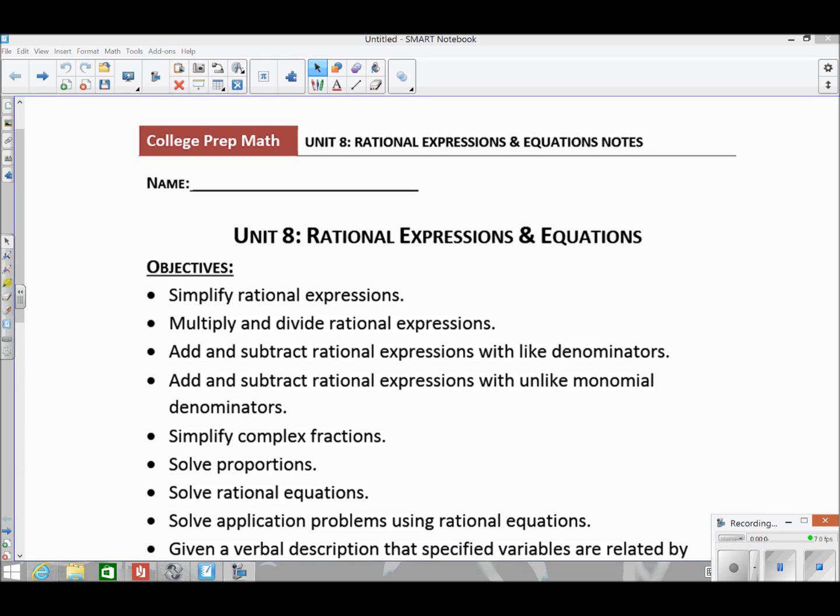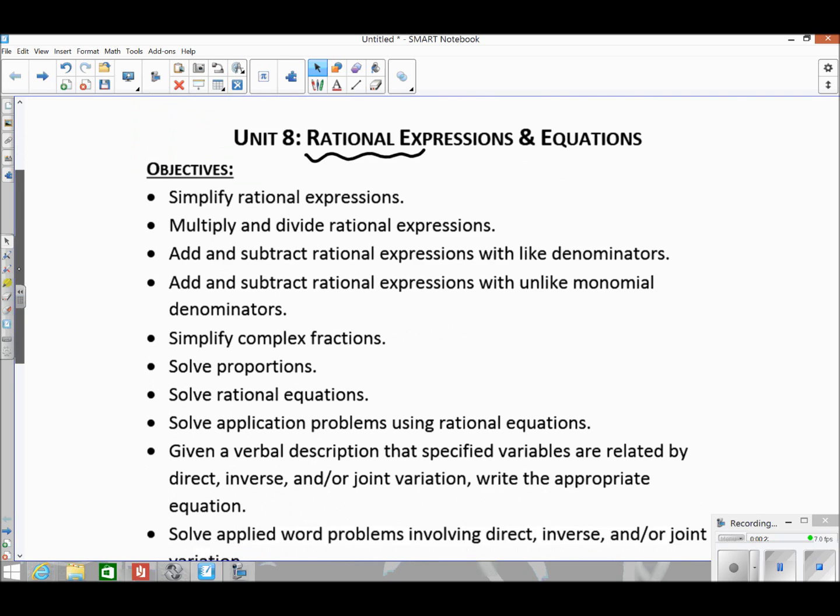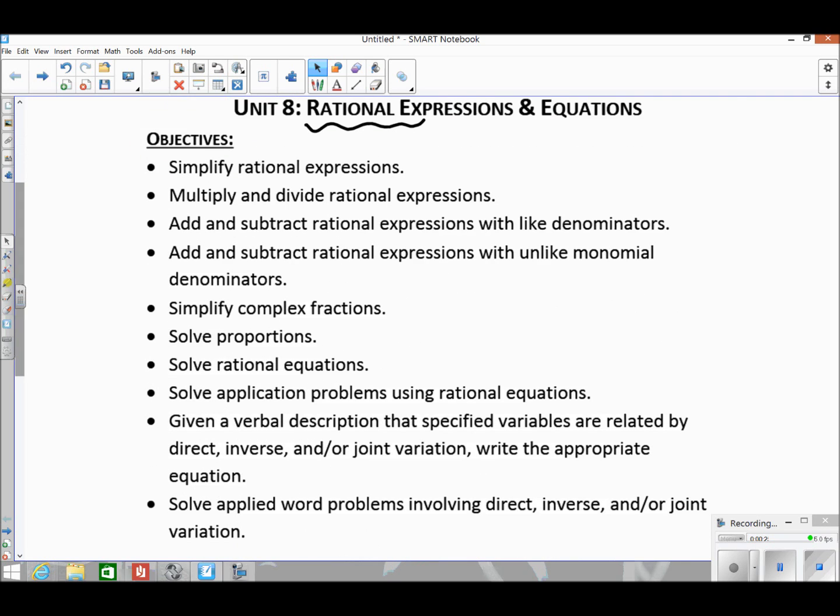In Unit 8, we're going to look at rational expressions and equations. And if you remember, rational expressions and equations are fractions. So when we see rational, really what that means is it's a fraction. So we're going to look at simplifying rational expressions, multiplying, dividing, adding and subtracting. We're going to look at some more simplifying with what we call complex fractions, solving rational equations, and then we're going to look at some application problems.